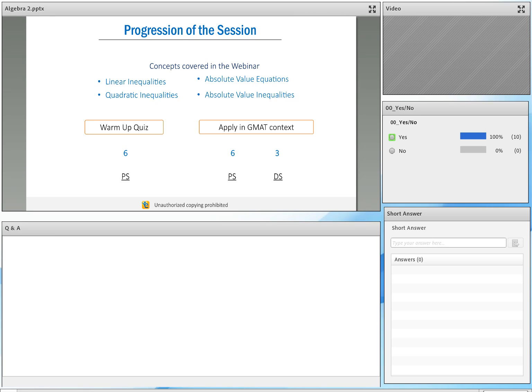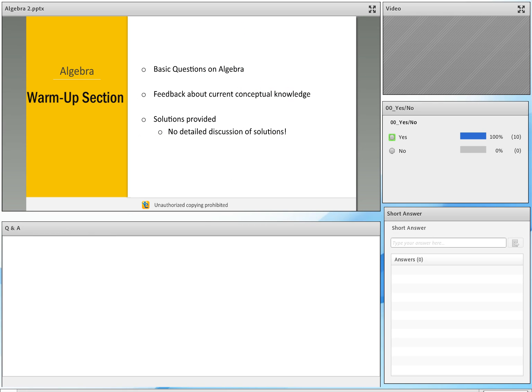The idea really is just, if not brush your concepts up, this warm-up quiz of basic concepts will help brush those concepts up. And then as you go into 600 and 700 level questions, you're going to be able to apply those concepts. And then you get some questions, you won't get others. And you'll be able to really see why and where you make mistakes.